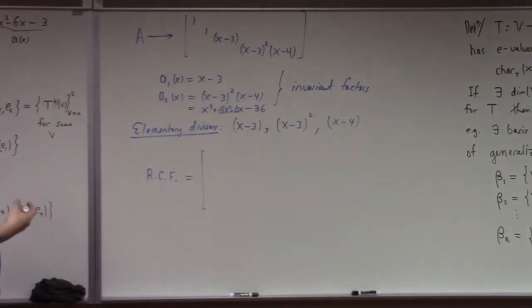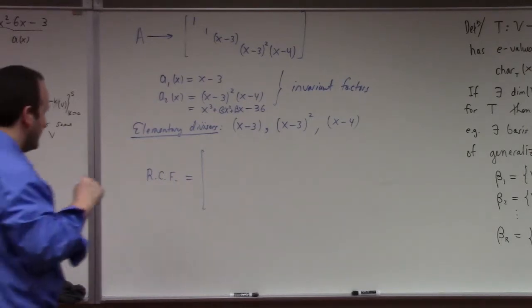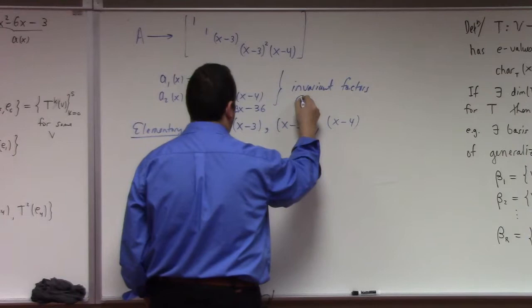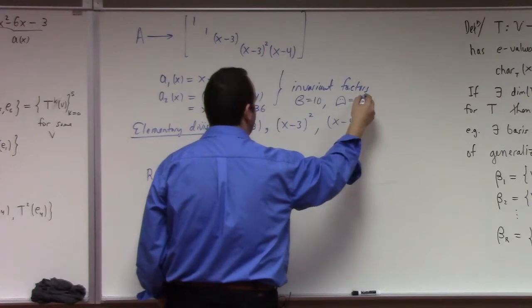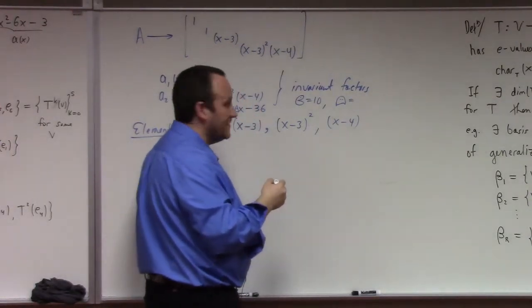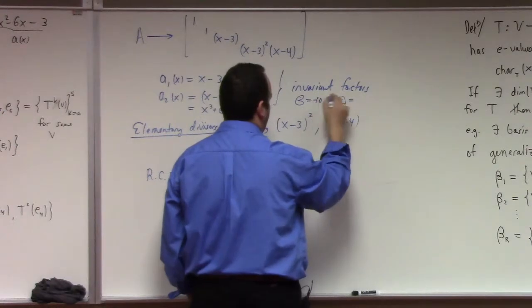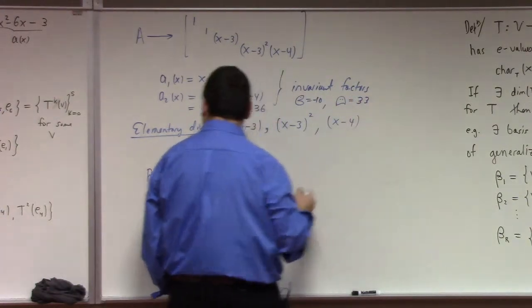What's the companion matrix for x minus 3? What's the companion matrix for x minus 3? That's a ghost. Come on. What'd you say? We know minus 10, and maybe 33. Okay.